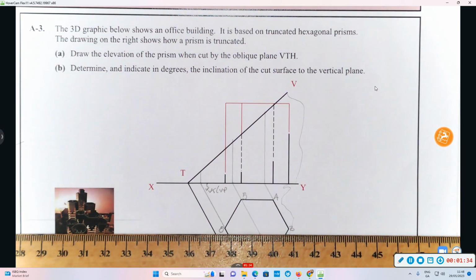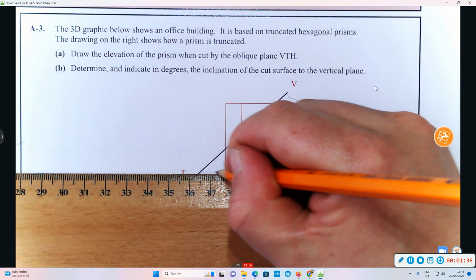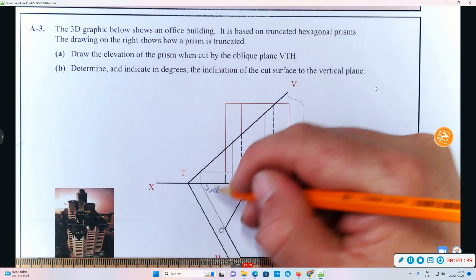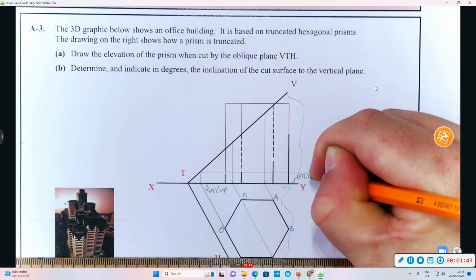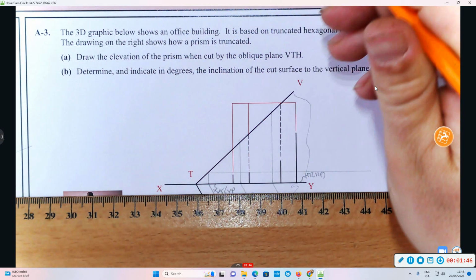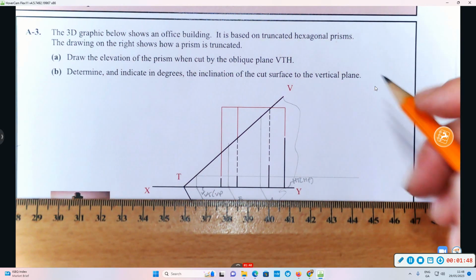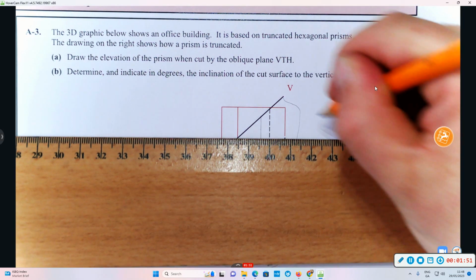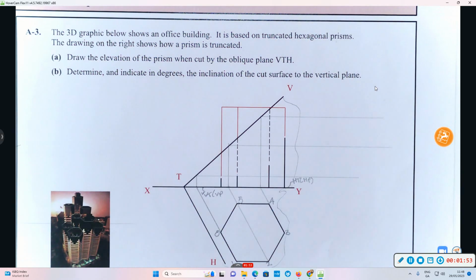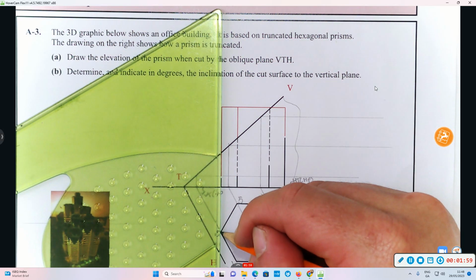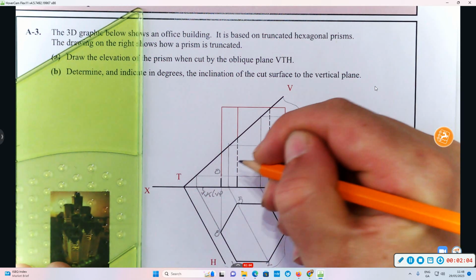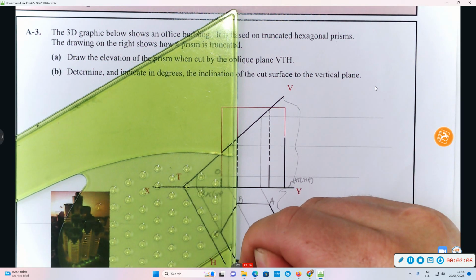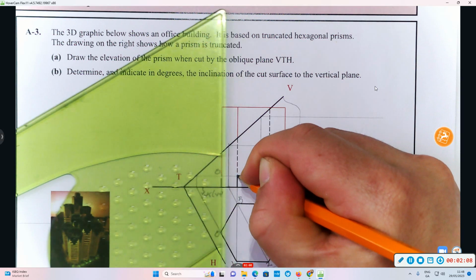I'm going to bring these points across now to elevation, because the HT is on the XY line in elevation, because the XY line is the HT, the HV. So I'm bringing these across. Now, so to find point 0, I'm going to go up from point 0 in plan. Okay, here's point 0.